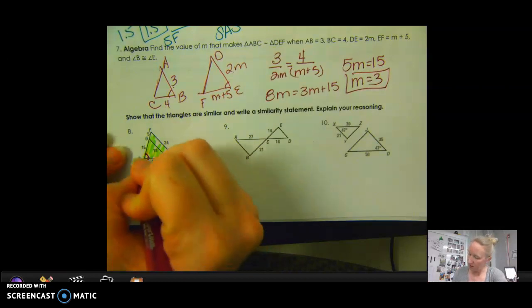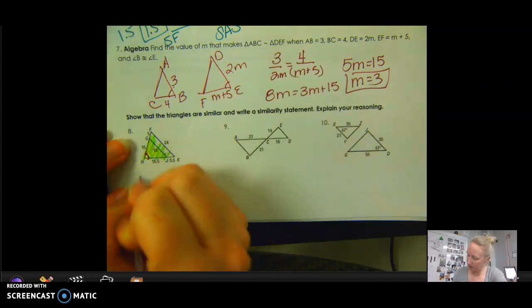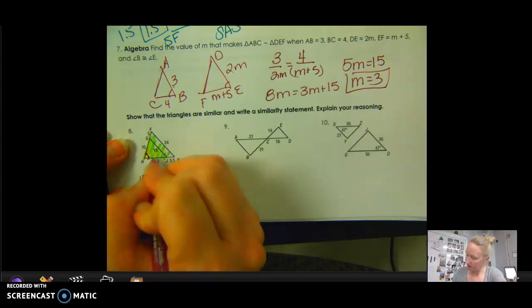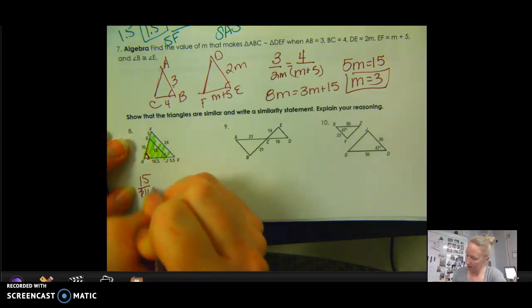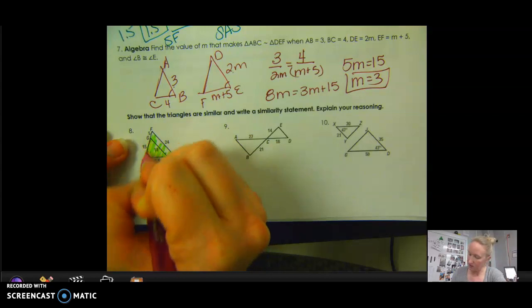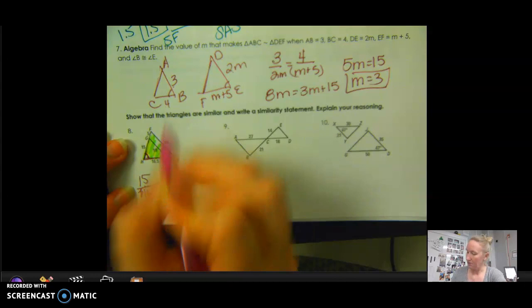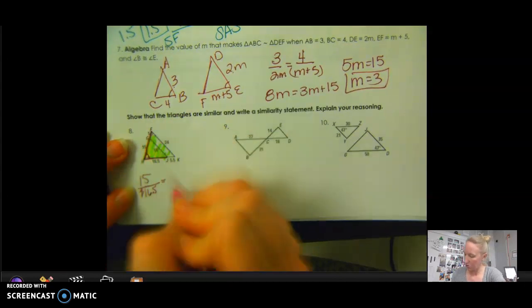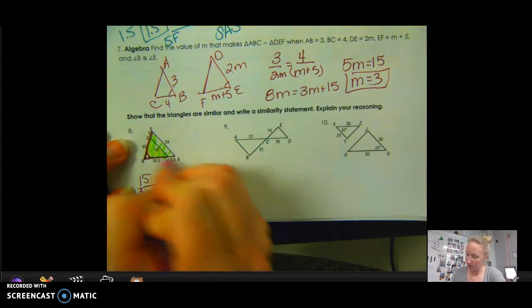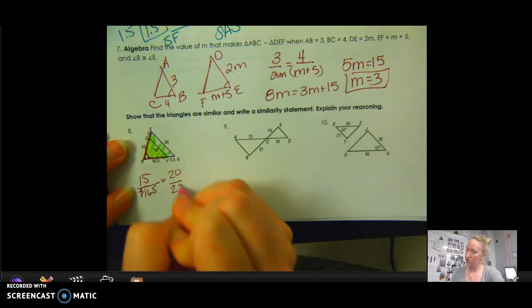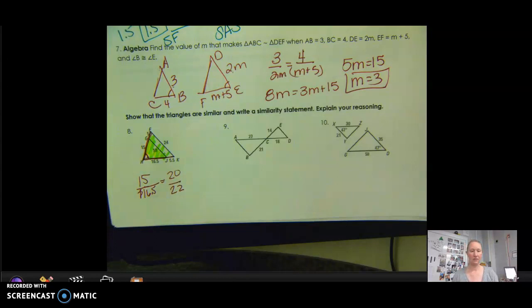So on the small triangle, I have 15 over 18. I'm just going to use those two. Oh, no, I'd have to do 15 over 16.5. I'm sorry, because I want to do side angle side, and my angles here, it has to be the included angle. That would have to equal this whole side, which is 20, over this whole side, which is what? That makes 17, so 22. So now I have to see if those two things are similar.